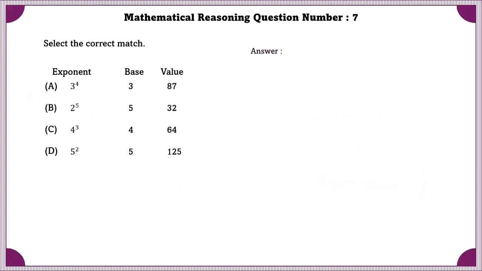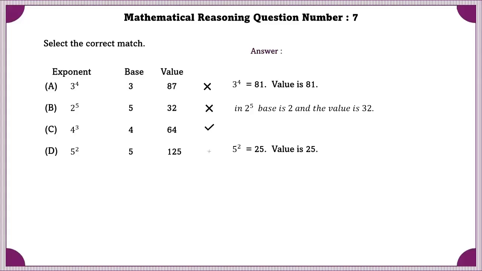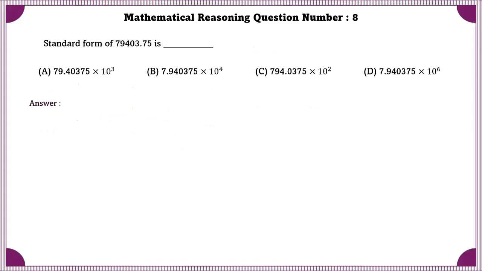Mathematical reasoning question number 7. Select the correct match. Here, the value of 3 to the power 4 is 81, not 87. So this is false. Here in the B option, in 2 to the power 5, the base is 2 and the value is 32. But they have given the base as 5. So this is wrong. C option is correct. But the D option is wrong.